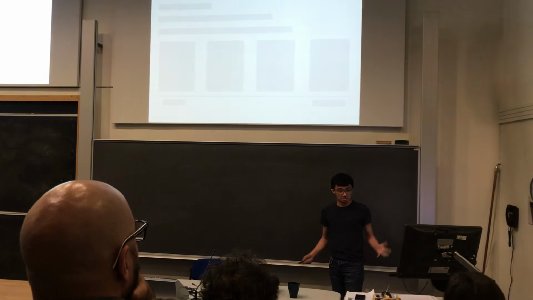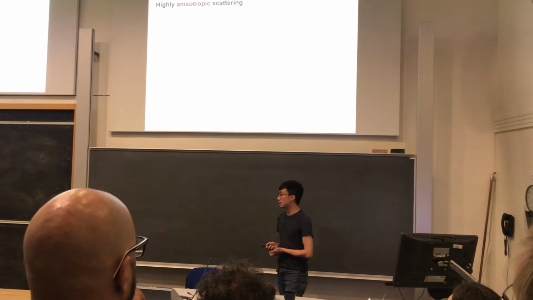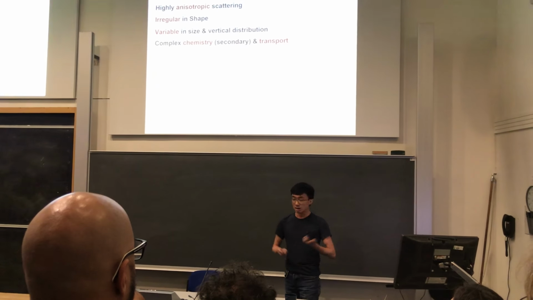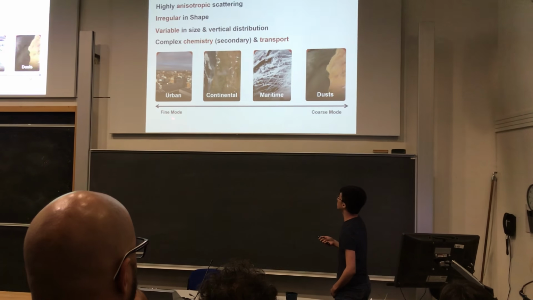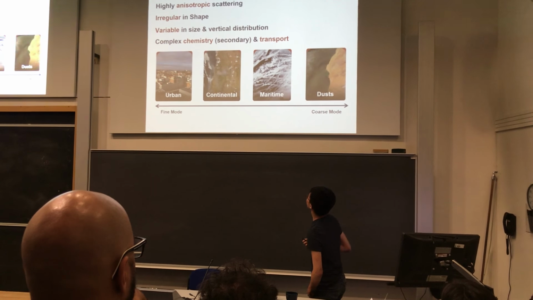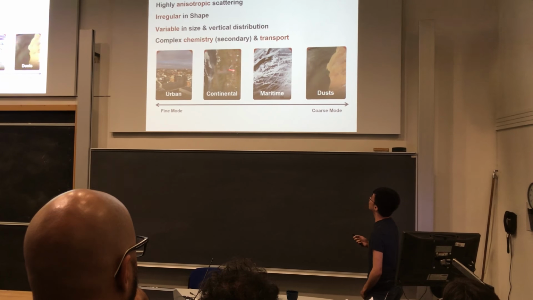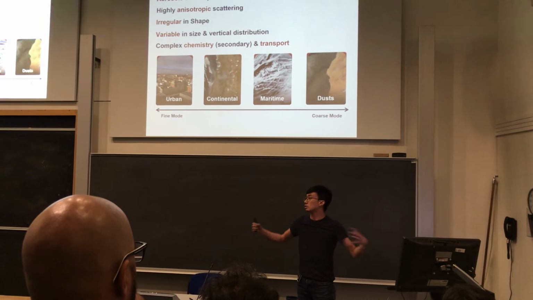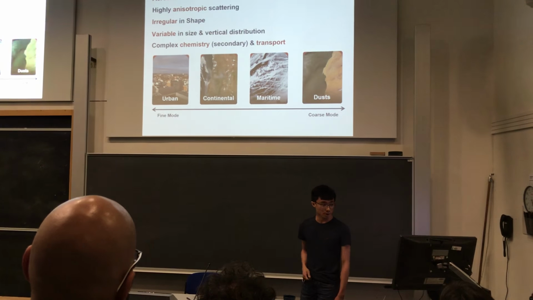Aerosols are, as you know, suspended solids and liquids in the atmosphere, with highly anisotropic scattering properties, irregular in shape, size, and vertical distribution, with complex chemistry and transport. So here are some examples ranging from very fine aerosols to very coarse ones. Urban type, this is Blackett at Imperial. This is continental biomass burning type aerosol, maritime type aerosol, and desert type aerosol. So you can see it spans a wide range, going from very anthropogenic sources to naturally occurring aerosols.